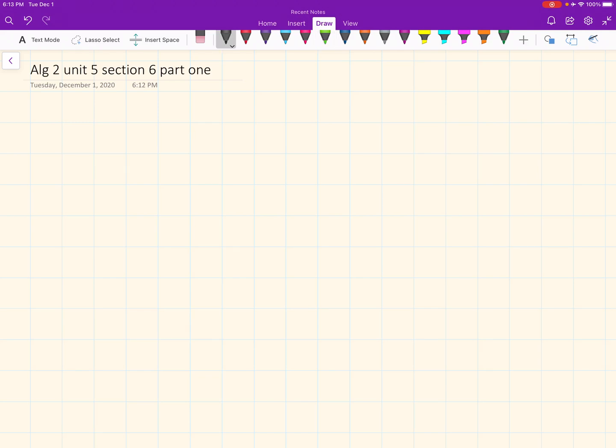Okay, so this is going to be a long lesson, so I think I'm going to break it up into parts just so that it doesn't feel like it's 20 minutes long in lesson. Okay, so this is Unit 5, Section 6, and we're talking about radical expressions. And there's a lot in this section, so like I said, I might break it up into different videos.